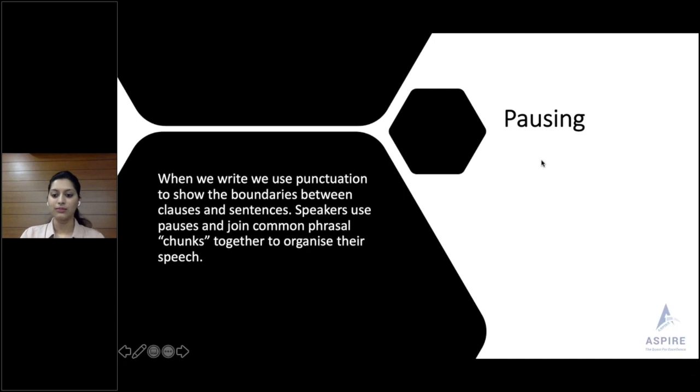All right, pausing. Pausing is really important. You should know when to pause. As I mentioned before, if the situation is really serious or if the patient is angry, then you try to pause and then you try to collect your thoughts and then you put it out there. So when we write, we use punctuation to show the boundaries between clauses and sentences. Speakers use pauses and join common phrasal chunks together to organize their speech.